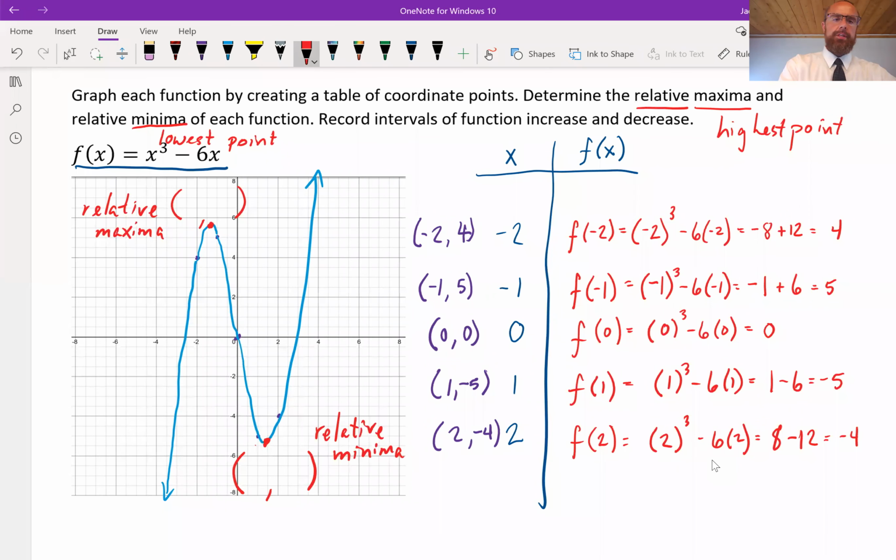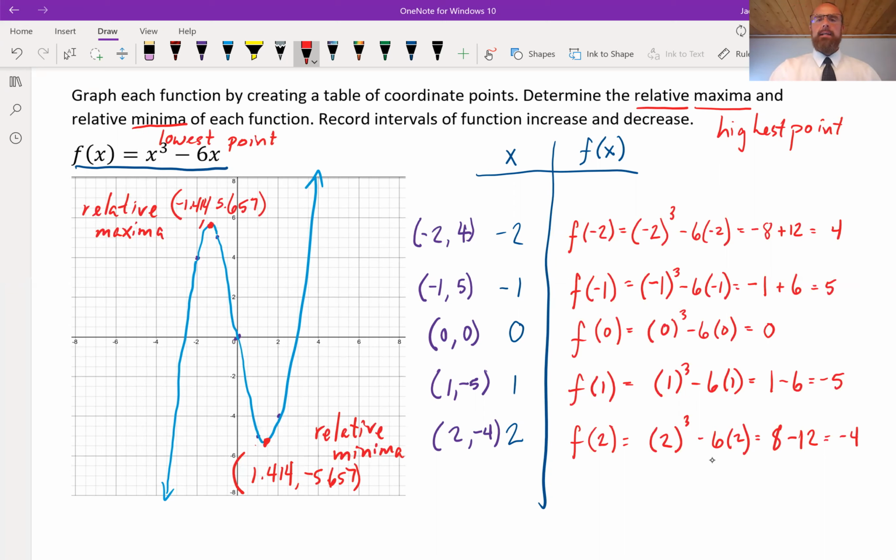So again, this is negative 1.414, comma, 5.657. And the low point down here, the relative minima, is positive 1.414. The x value is positive, and the y value is negative 5.657. So we completed that second task.